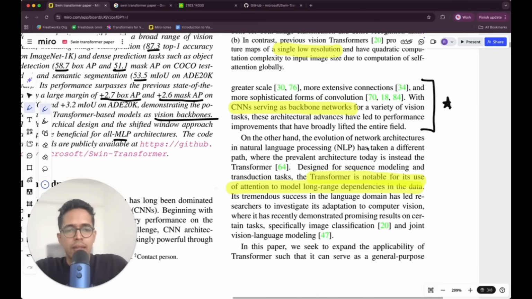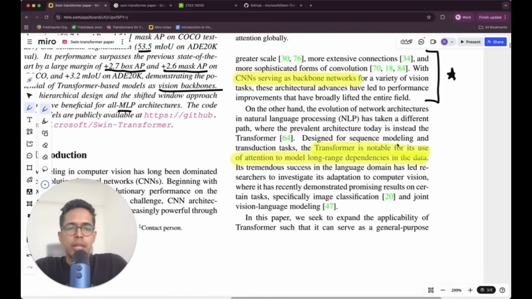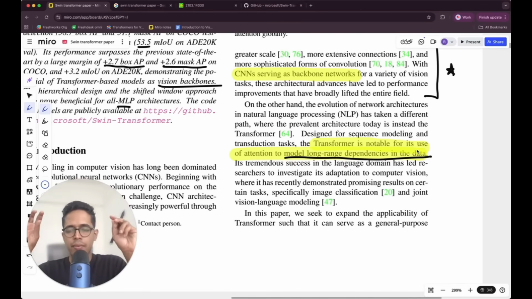On the other hand, the evolution of network architectures in natural language processing has taken a different path, where the prevalent architecture today is instead the transformer. So in NLP, it's not CNN, it's a transformer-based architecture. Designed for sequence modeling and transduction tasks, the transformer is notable for its use of attention to model long-range dependencies in the data. So that's the main thing. The main reason why we use transformer is because it doesn't matter if two tokens are at the two extremes of the sentence, if they are highly related to each other.